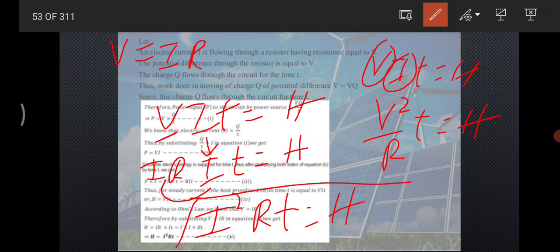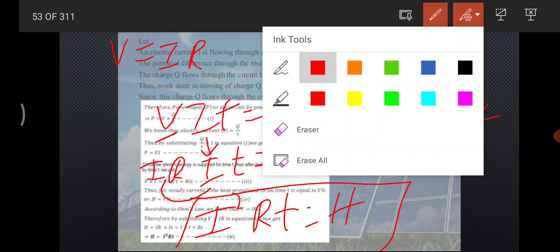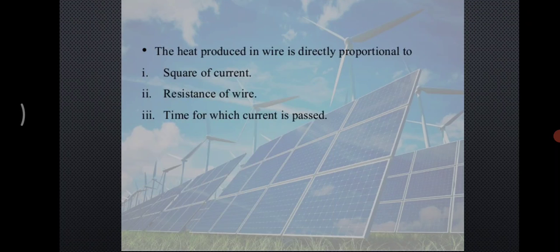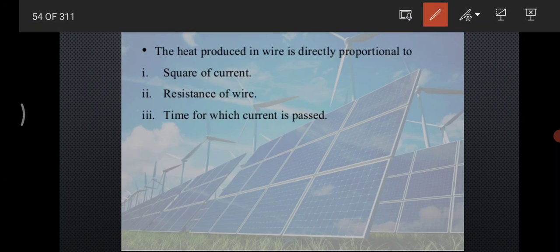Now this law is going to become Joule's law of heating. I square RT is Joule's law of heating. What does Joule's law of heating say? What does it conclude? So we'll study it now. Joule's law of heating says that the heat produced in a wire is directly proportional to the square of the current. So heat is directly proportional to the square of the current.